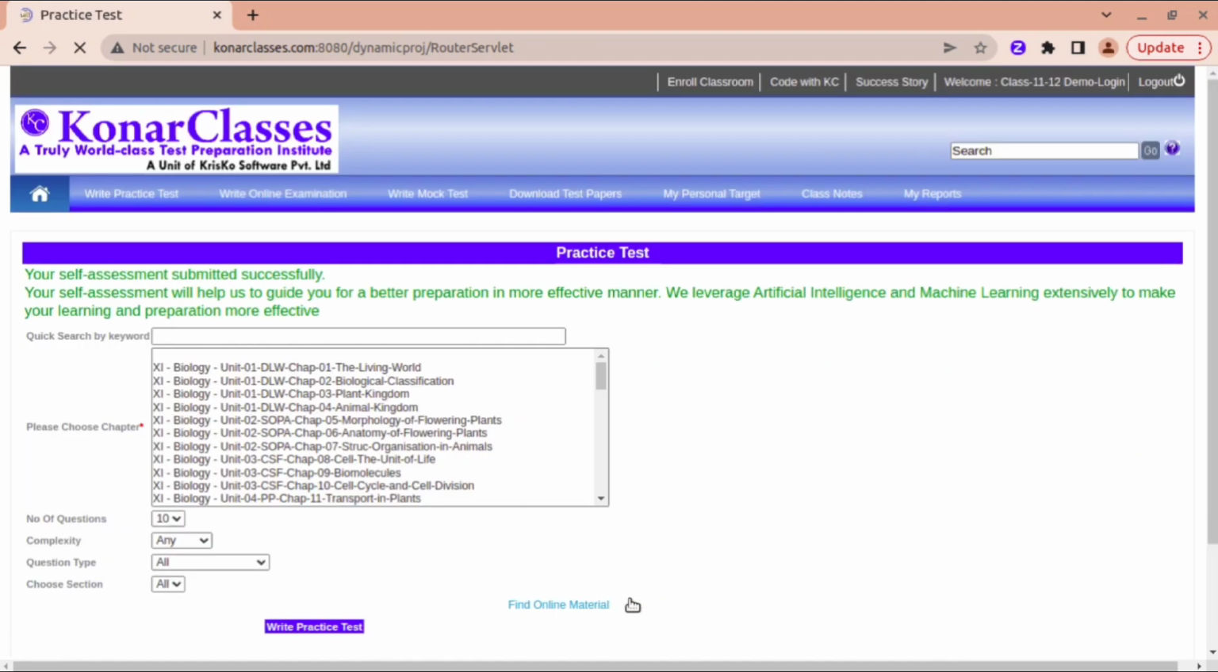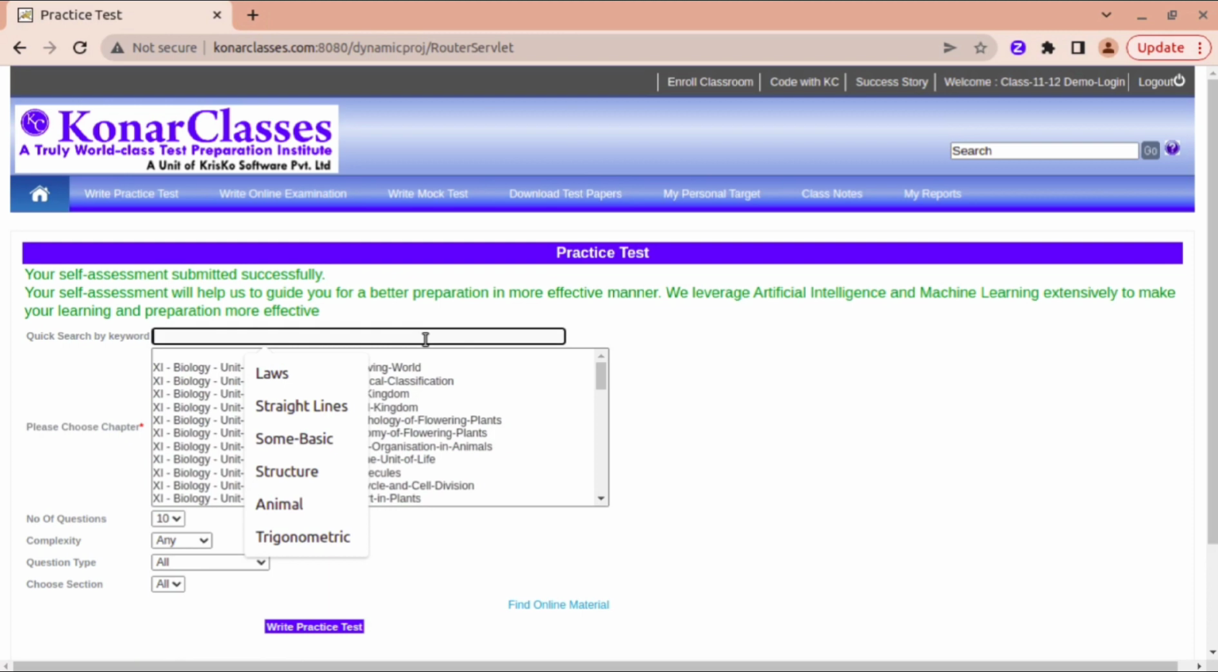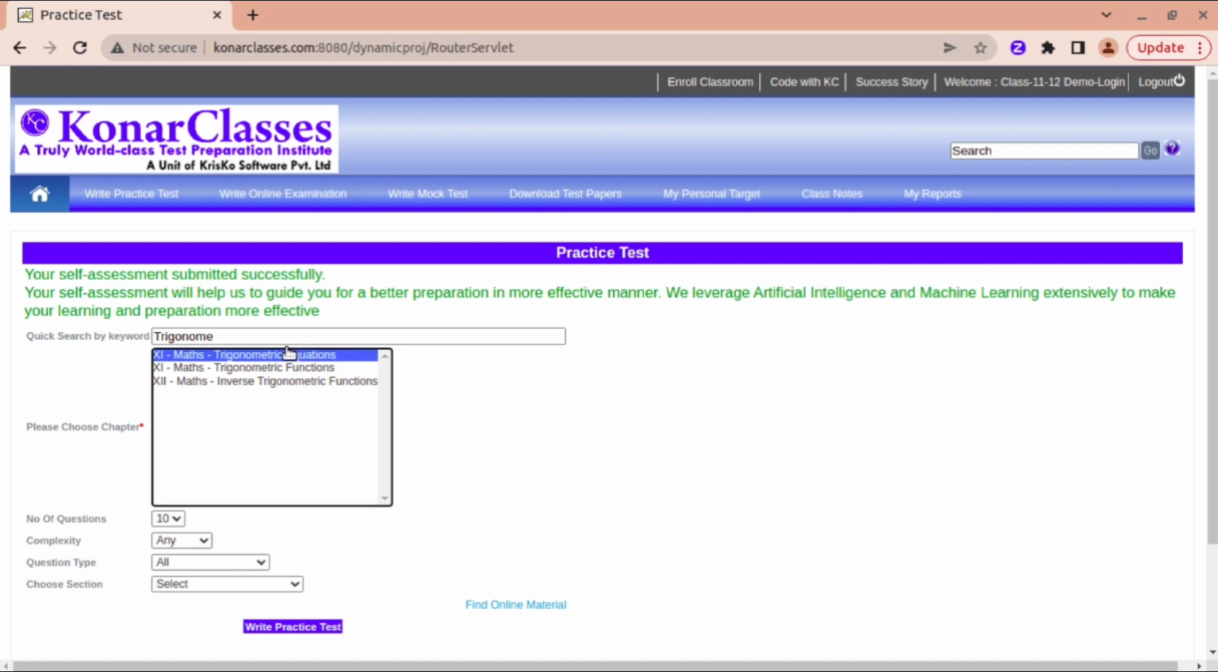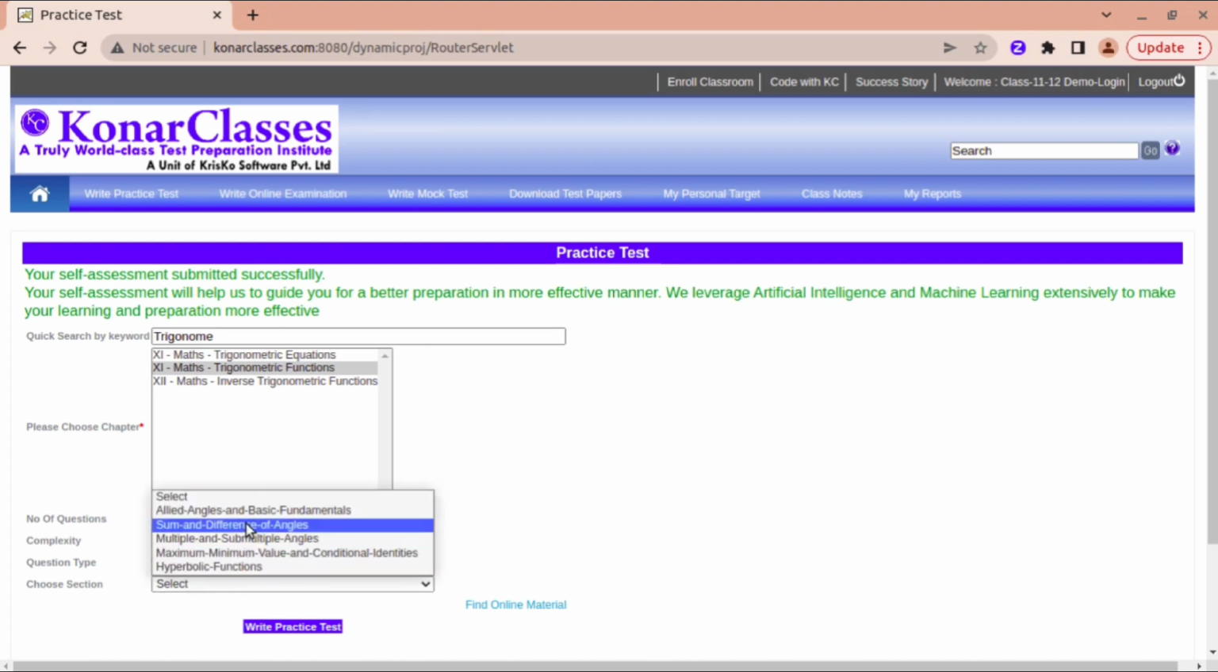Okay, done. In a similar manner, let me show you one mathematics unit titled trigonometric functions. You just need to type a few letters here. The moment you write trigonometric, whatever is matching with trigonometry will come. So here it is, trigonometric functions. Select the complexity low. Then for question type, you select all. Choose section. You can say, okay, multiple and submultiple angles. That is the section.